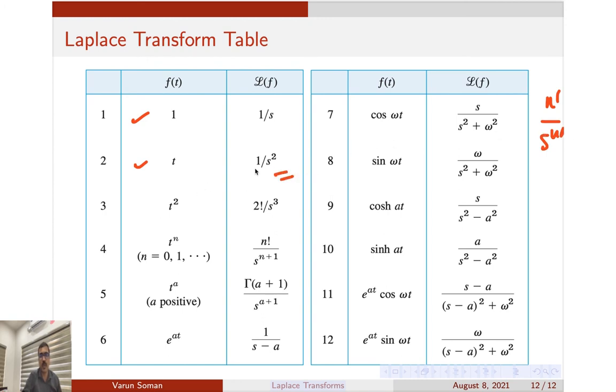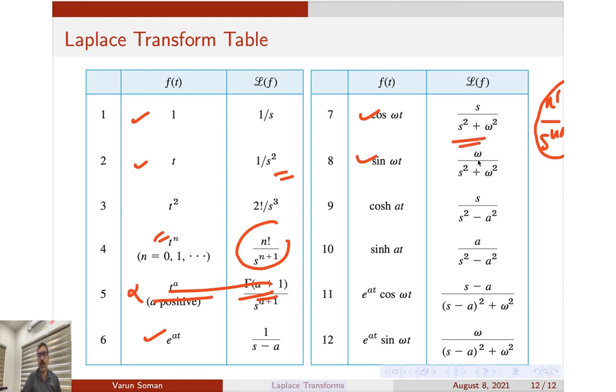T square you don't need to remember again if you know this one. If you know t raised to n, you know this one, so no need to study the fifth one here. For our purpose, it's not required. Just know this much. Then you should know the value of e raised to at, which is simply 1 by s minus a. For cos omega t, instead of at I am taking omega t, then it will be s by s square plus omega square.